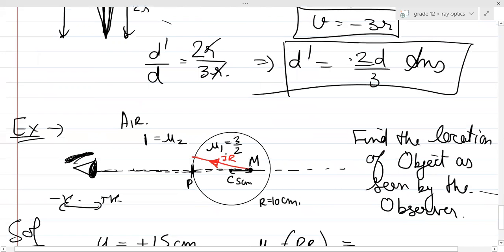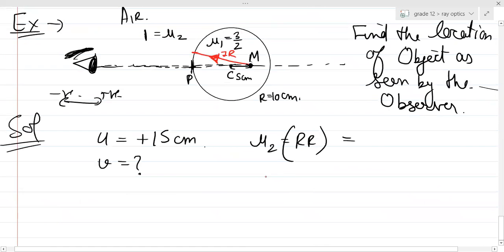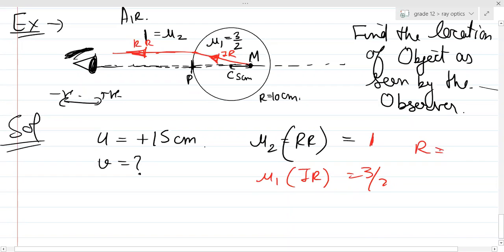Incident rays are in which medium? 3 by 2. Hence mu1 will be 3 by 2. And where are the refracted rays? In 1. So this is 1. Did you understand my point? And what will be your value of R? M is your object, it's inside the spherical thing. Yes, it is. Radius R, plus or minus? Plus.